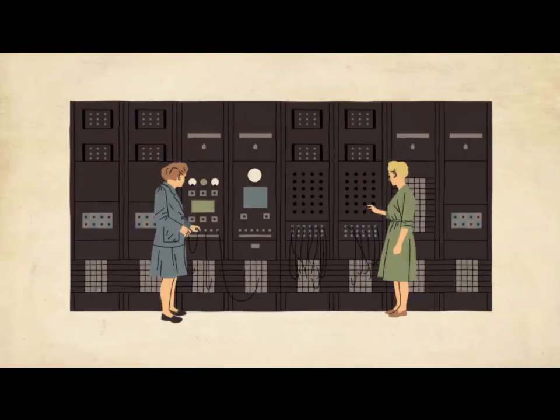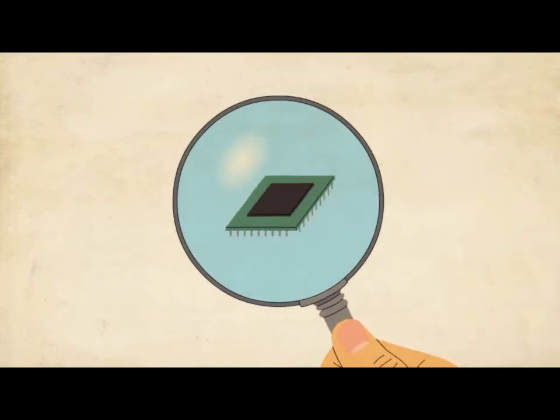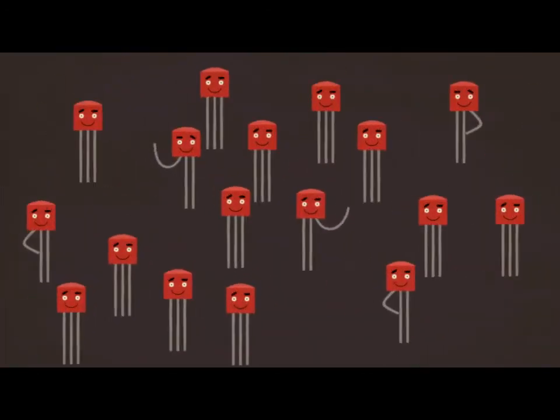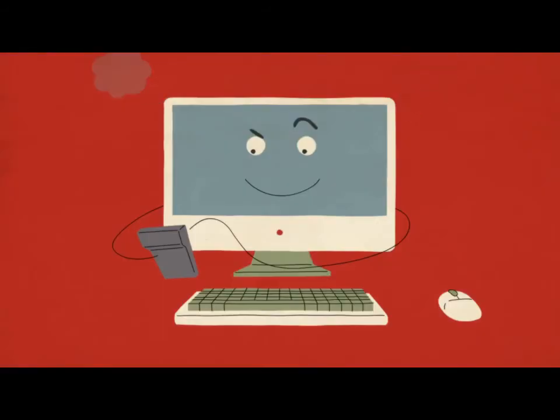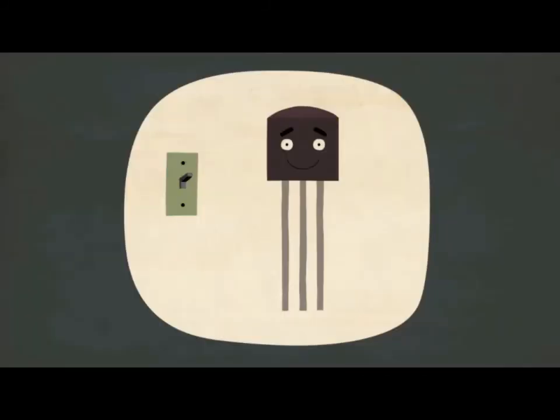ENIAC's functionality can now be surpassed by a single fingernail-sized microchip containing billions of transistors. At trillions of calculations per second, today's computers may seem like they're performing miracles. But underneath it all, each individual operation is still as simple as the flick of a switch.